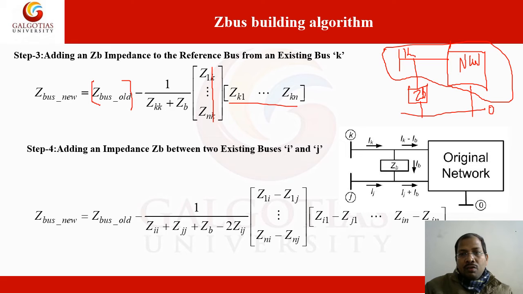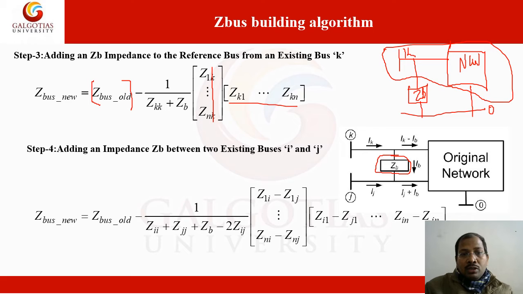Fourth step, here we are going to add impedance between two existing buses. Two existing buses means J and K, both of the buses are already counted in the original Z bus, but we want to add this transmission line between the K and J buses. So here the size of the Z bus is the same because we are not going to add any new buses. Only the transmission line we want to add. So we have to modify the elements of the Z bus old.